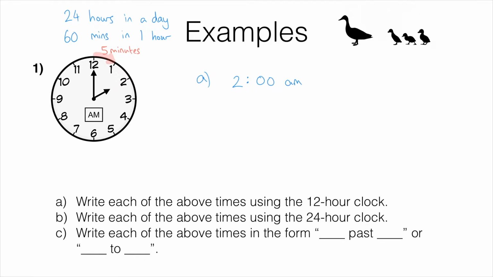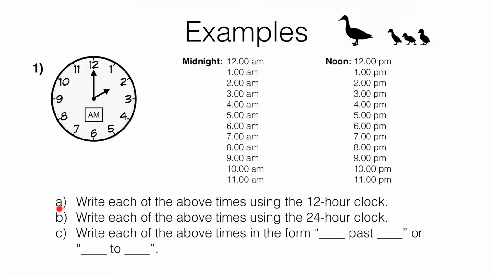When we're talking about AM, we're basically talking about really early in the morning all the way up to noon. And PM corresponds to the afternoon, the evening, and the night, up to midnight. So this is how we would write the time in the 12-hour clock. We've got the hours, that's the 2, 0 minutes past, and we've got the AM. When you're writing a time in the 12-hour clock, you have to have either AM or PM.